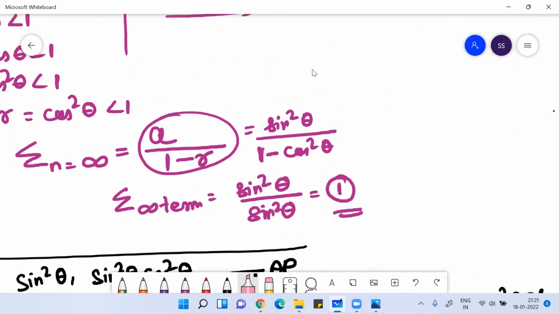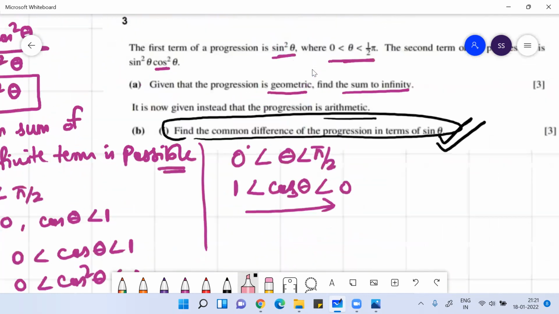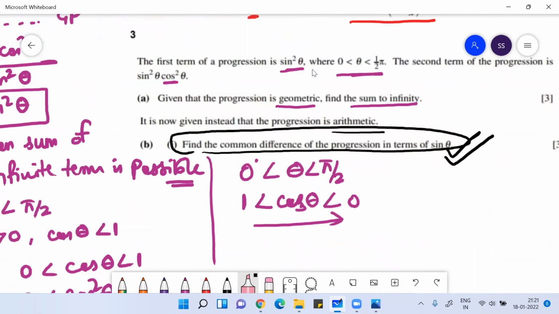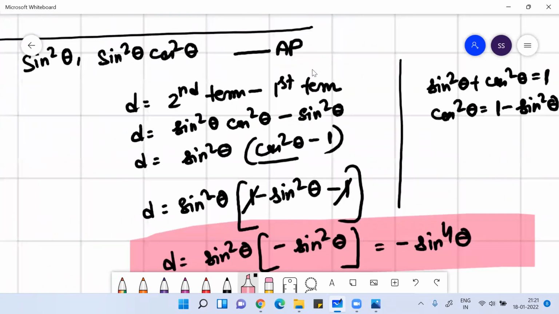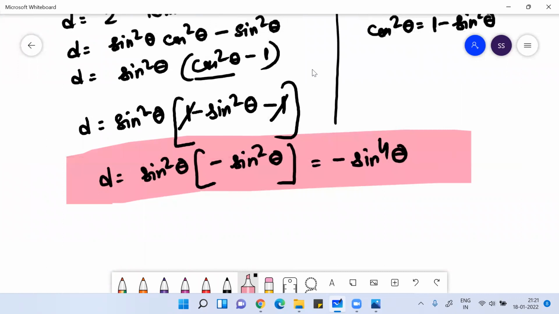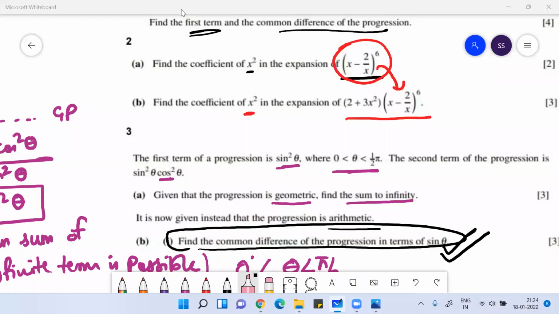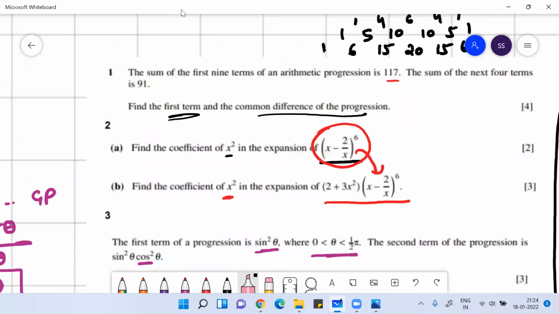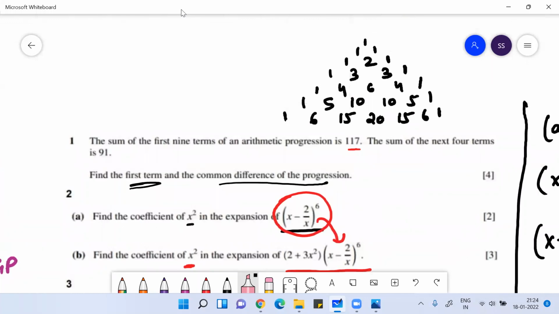Clear? So the question was: it is now given that the progression is arithmetic, find the common difference of the progression in terms of sine theta. In terms of sine theta, the common difference is minus sine to the power 4 theta. So I hope you understood. Here I have solved all the questions.